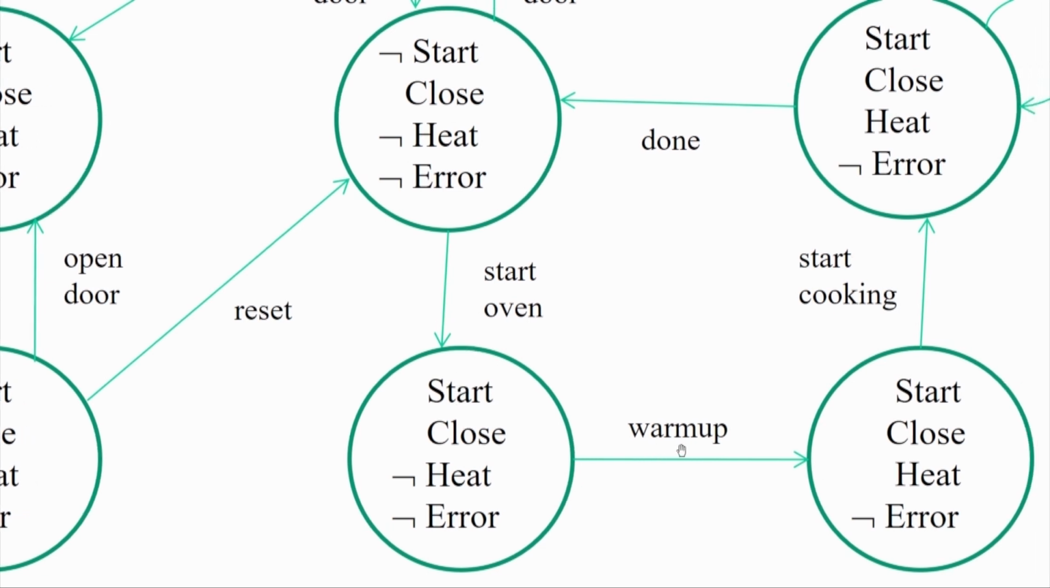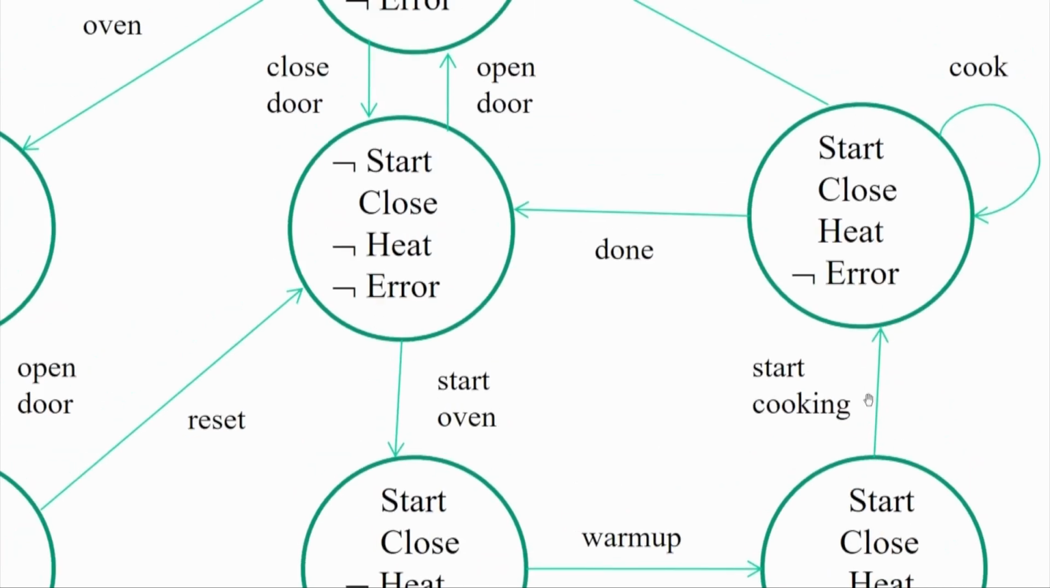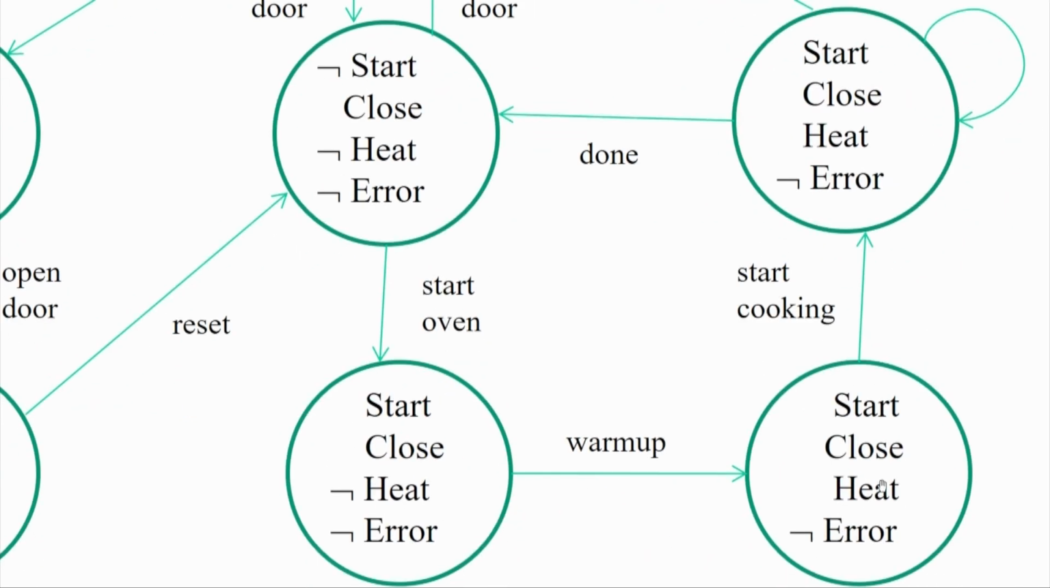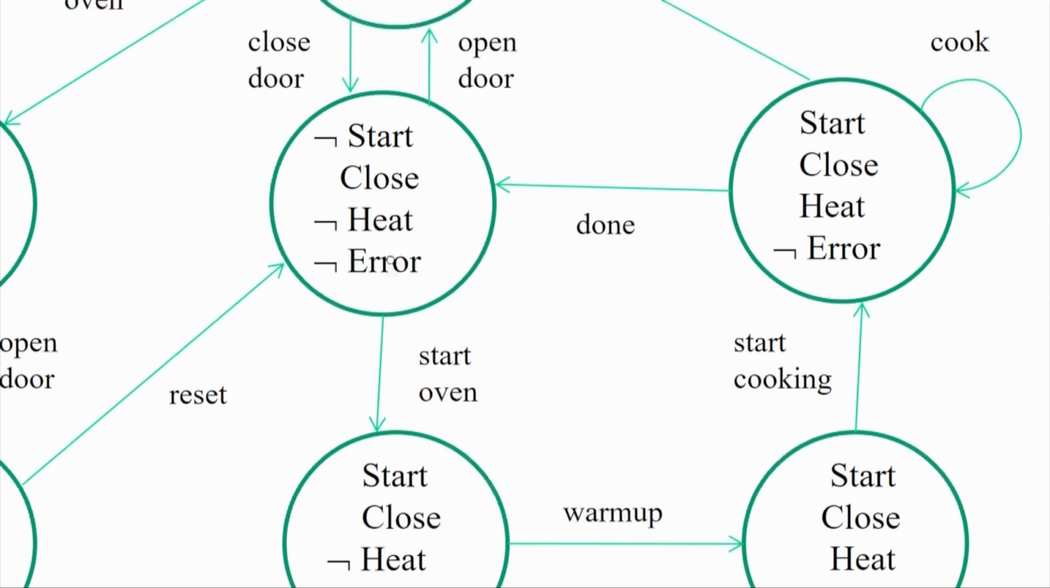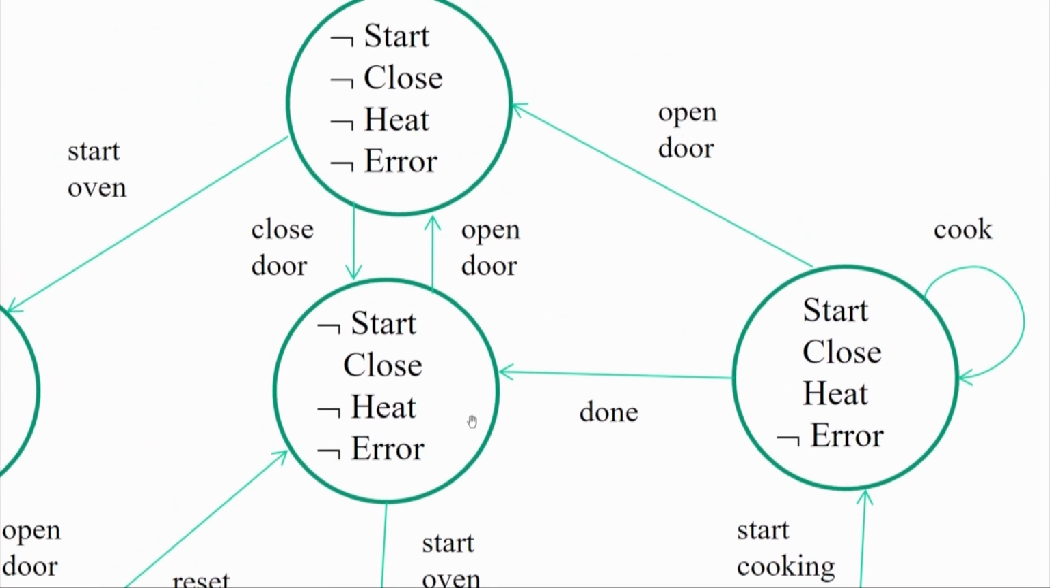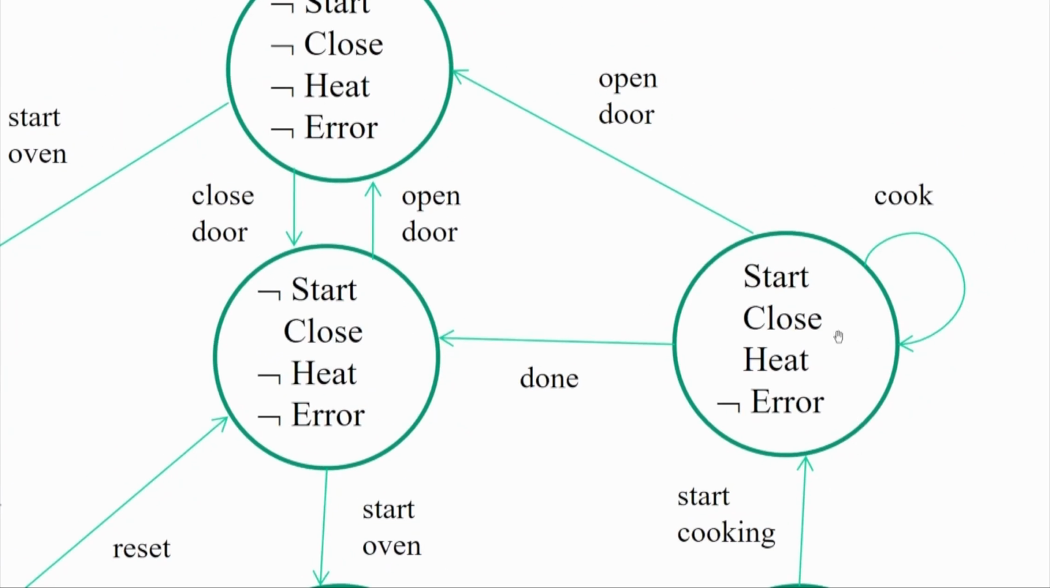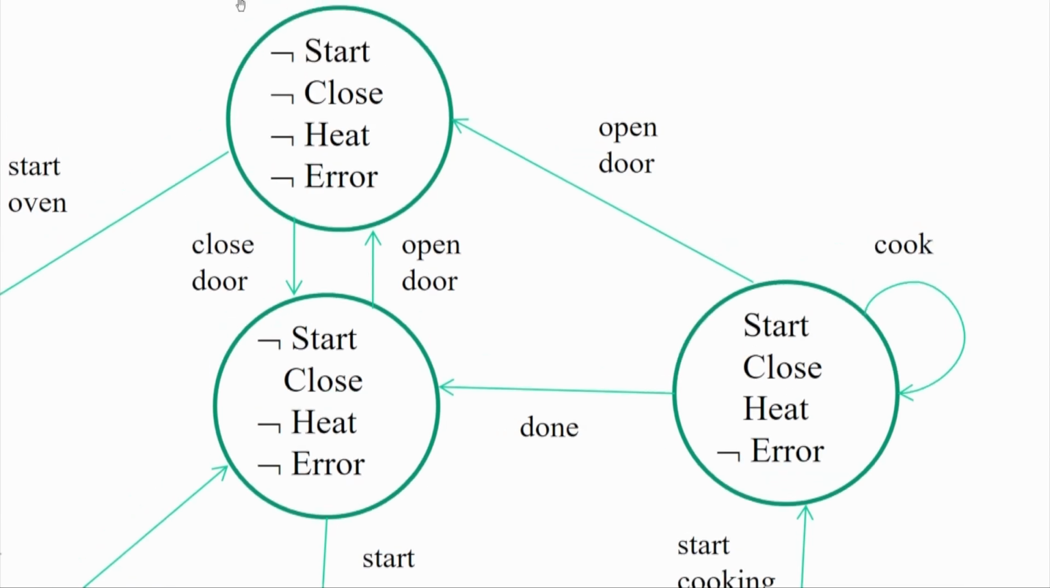Then it will be warming up, that means heating is on. Then cooking means when heating is on, it will go over here to the same state and it will be a loop because cooking is going on. Once it is done, heating will be off and then you can open the door. Or while the cooking is going on, you can directly open the door, which you always do in a microwave oven.